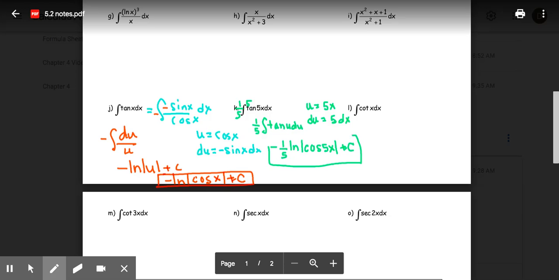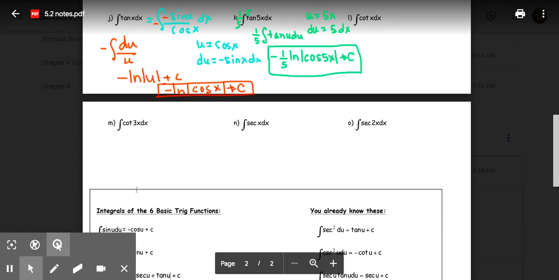All right, so once you realize you have a formula for it, ask yourself, is your inside something other than x? It is, it's 5x. So you're going to make u 5x and go from there. We're not going to do L, because we're not going to waste time when we have formulas. You can find the integral of cotangent the same way we found the integral of tangent, but you would turn it into cosine over sine and go that way. But we're going to jump right to the example.